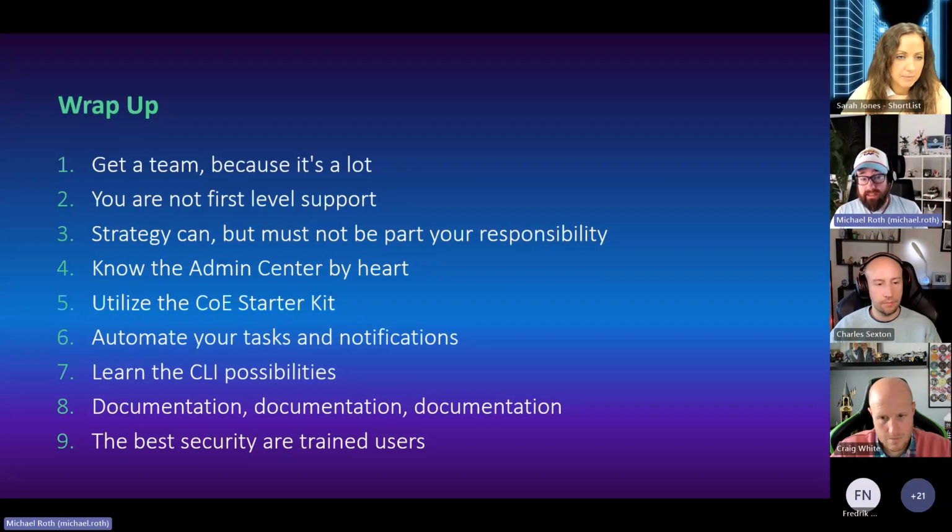Then know the admin center by heart and the COE starter kit. Use it. They're great. Even if you don't use the processes from the COE, you can use the data. Then automate your tasks and notifications. Then learn the CLI possibilities if you have the chance to. This is cool. And then this is my Steve Ballmer moment: documentation, documentation, documentation, documentation. And the best security is trained users in the end. And I think that's everything.